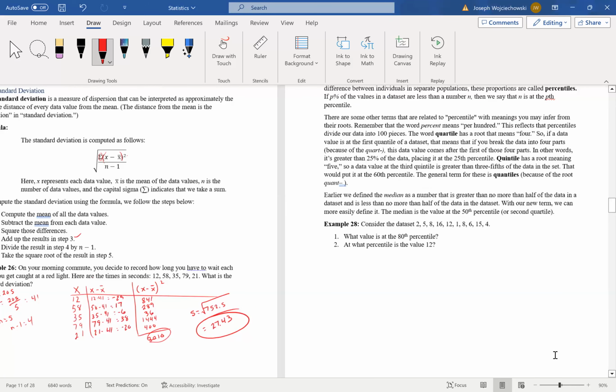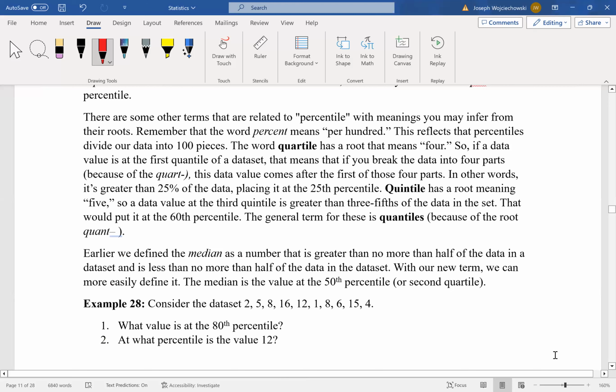Okay, so there's some other terms that we use related to percentile with meanings you may be able to infer from their roots. Remember, the word percent means per hundred. This reflects that percentiles divide our data into 100 pieces. The word quartile has a root that means 4. So if a data value is at the first quartile of a data set, that means that if you break the data into 4 parts, this data value comes after the first of those 4 parts. In other words, it's greater than 25% of the data, placing it at the 25th percentile.